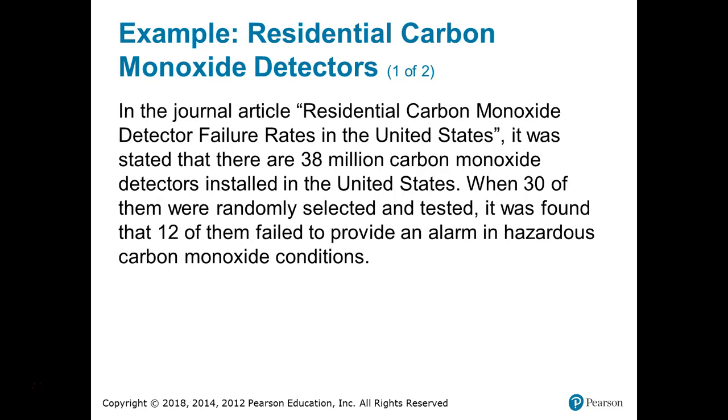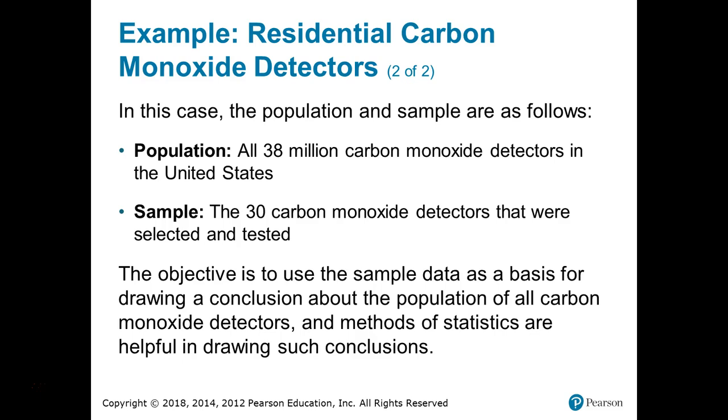So example, residential carbon monoxide detectors. In the journal article, it was stated that there are 38 million carbon monoxide detectors installed in the US. When 30 of them were randomly selected and tested, it was found that 12 of them failed to provide an alarm in hazardous carbon monoxide conditions. So in this case, let's look at what the population and the sample are. So the population is going to be every carbon monoxide detector in the United States. The sample is what we're actually going to be sampling. It's the 30 carbon monoxide detectors that were actually selected and tested and analyzed.